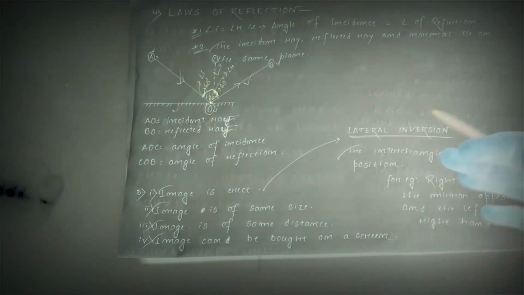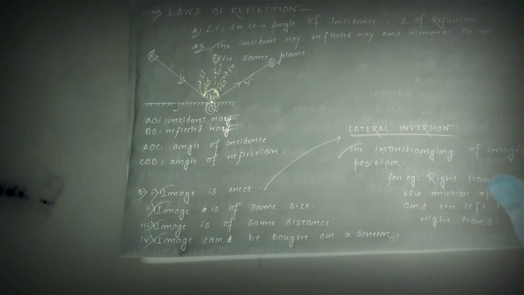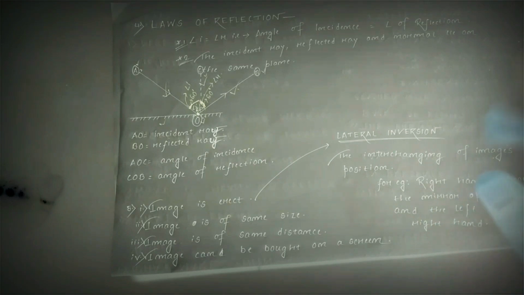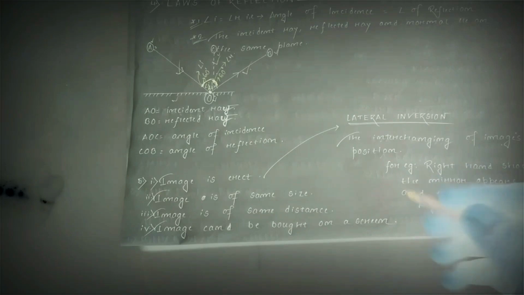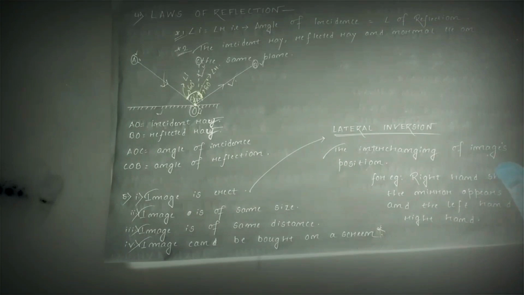First of all, the image is erect, or the image is straight. No bending, no bulging, nothing. The image is straight or erect. The image is of the same size. Neither is the image bigger, nor is it smaller. The image is at the same distance. Suppose you are standing at a distance of 2 meters from the mirror, your image will also be 2 meters behind it. Can the image be obtained on a screen? This is not true. The image cannot be obtained on a screen, since this is a virtual image.